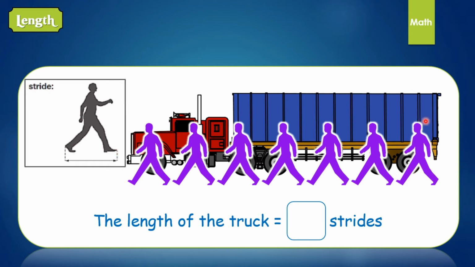So I can say that the length of this truck equals 7 strides. Let's count. 1, 2, 3, 4, 5, 6, 7. So the length of the truck equals 7 strides. I think it's easy. Let's take another example.